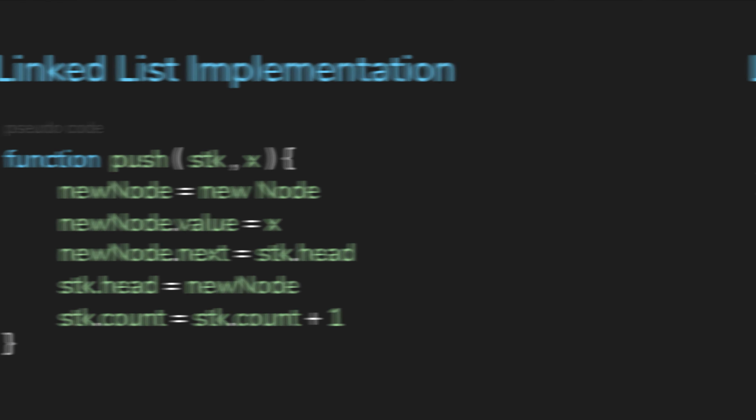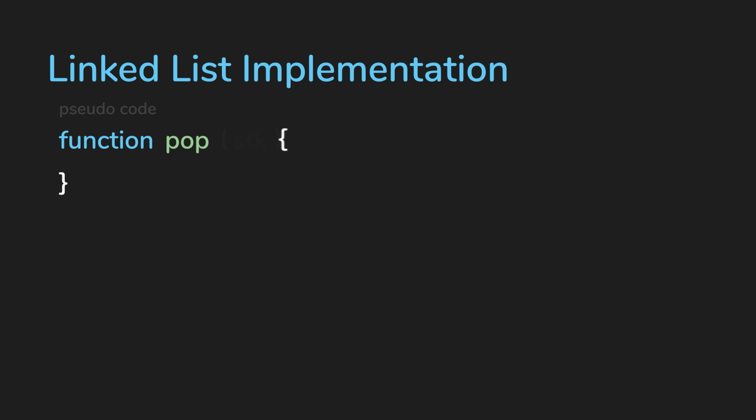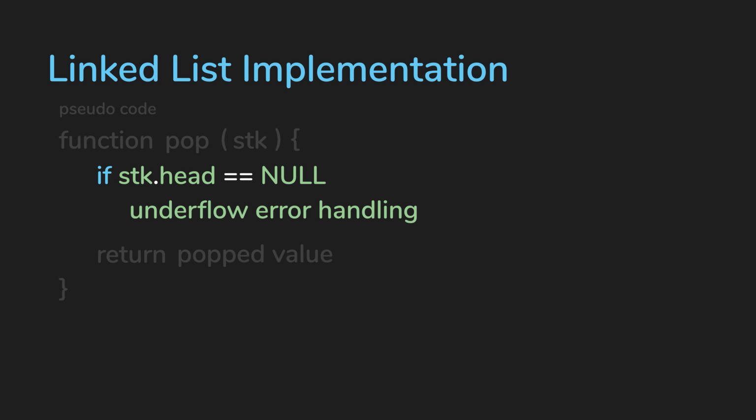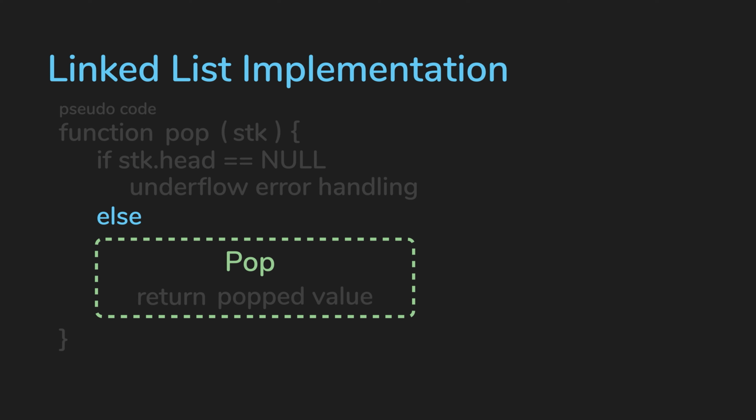Next, let's see the pop operation. So we will take in the stack as an input and return the popped value. Before we write the pop operation, we have to check whether the stack is empty or not, because we shouldn't try to pop from an empty stack. So we'll use an if statement, just like before, and check if the head is null. If it is, then we'll do the underflow error handling. Otherwise, we'll start removing the element that was added last, which would be the head.